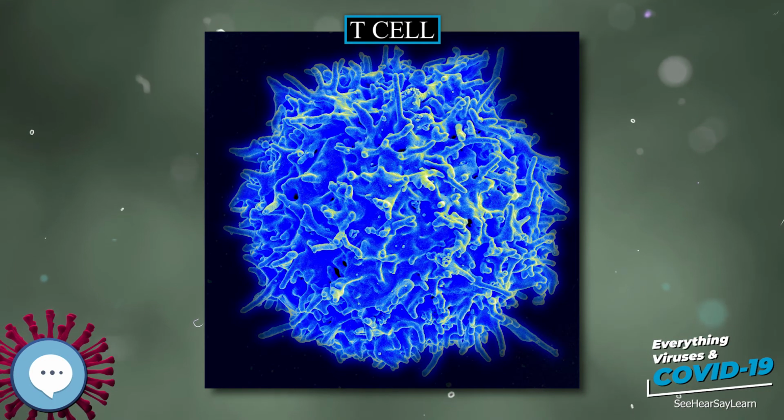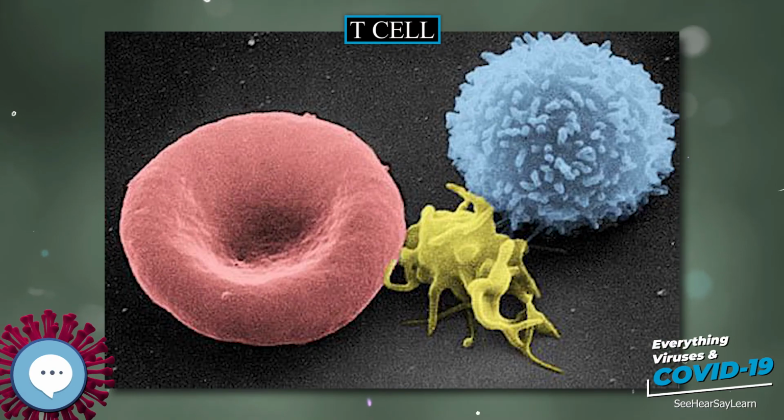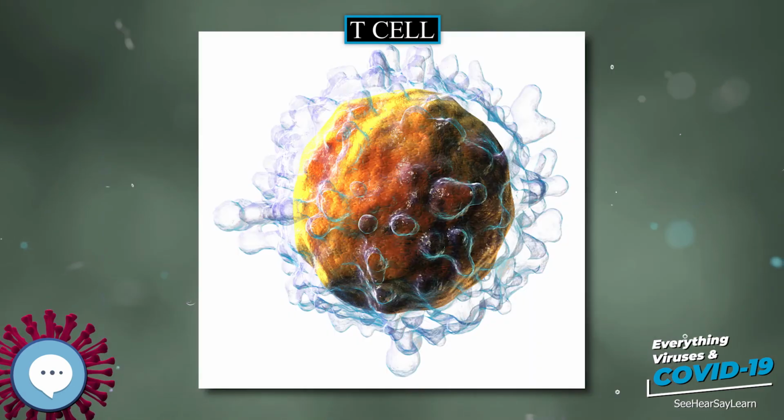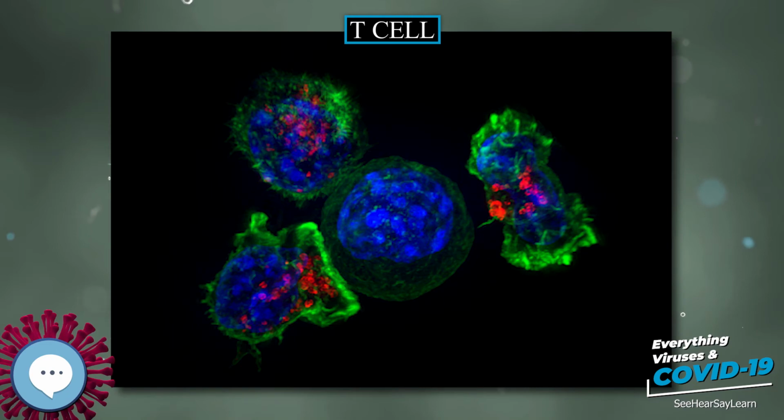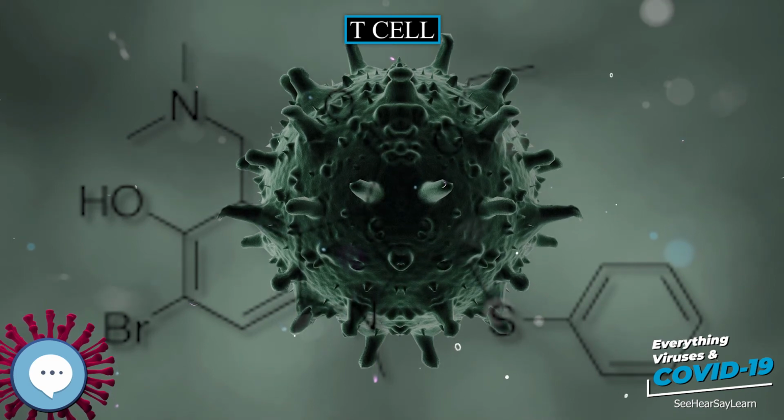Therefore, activation of CD4 plus T cells can be beneficial to the action of CD8 plus T cells. The first signal is provided by binding of the T cell receptor to its cognate peptide presented on MHC on an APC.